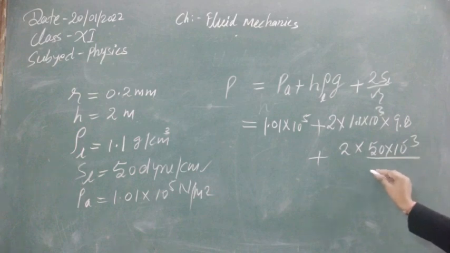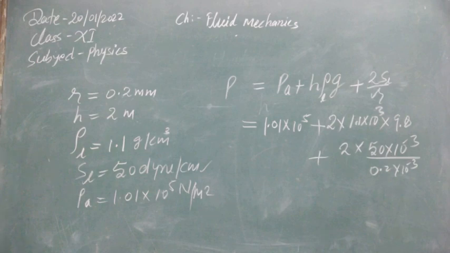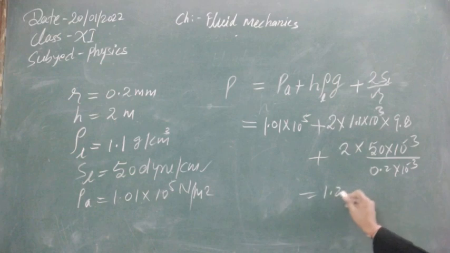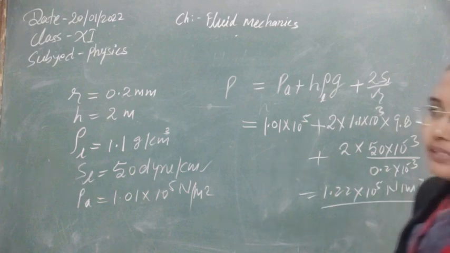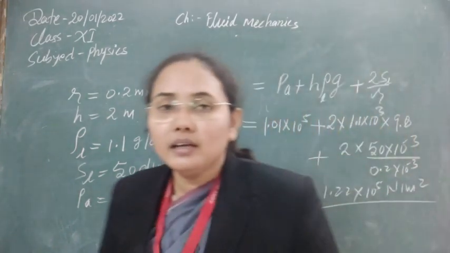Now upon R is 0.2 mm, so it will be 0.2 into 10 to the power minus 3. Finally, now we have used the data and concept. Now we only have to calculate the data given here. If you calculate it all, its value is obtained as 1.22 into 10 to the power 5 Newton per meter square. So this is the answer for our question. This is the total pressure inside the air bubble.